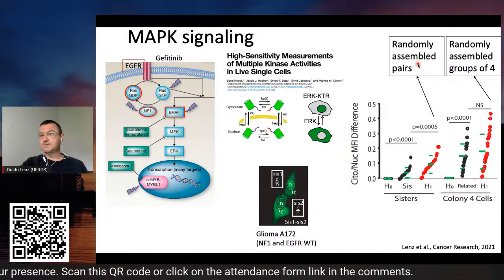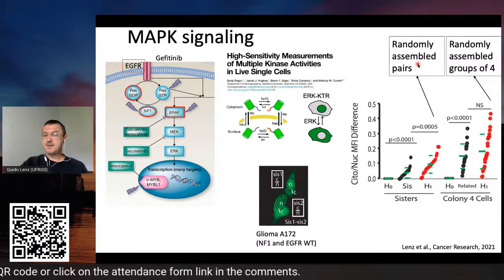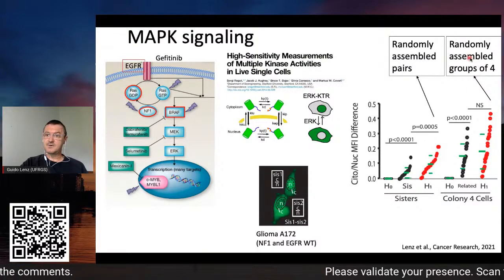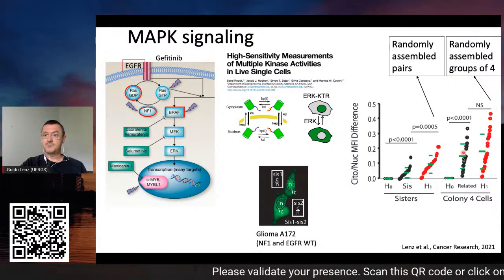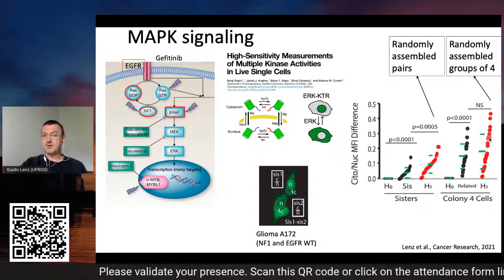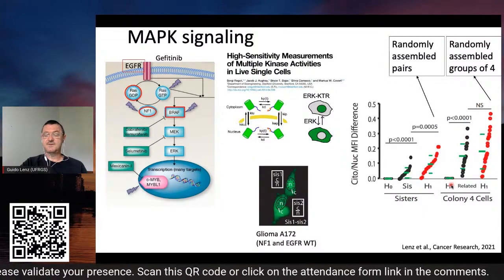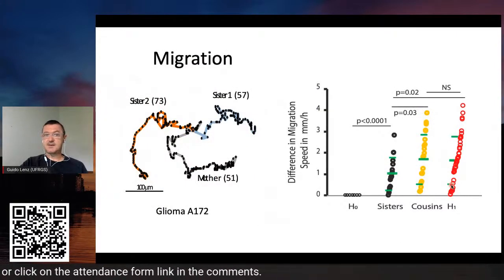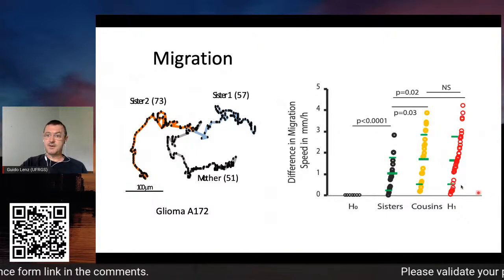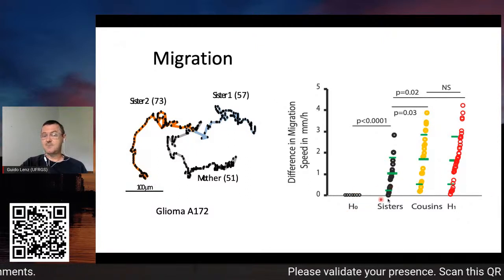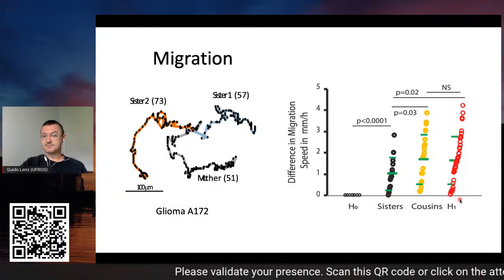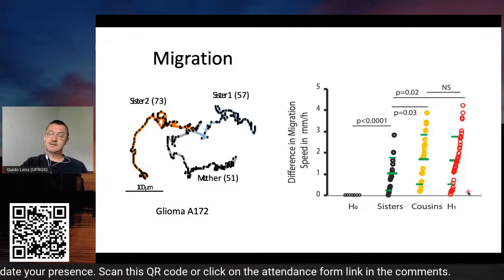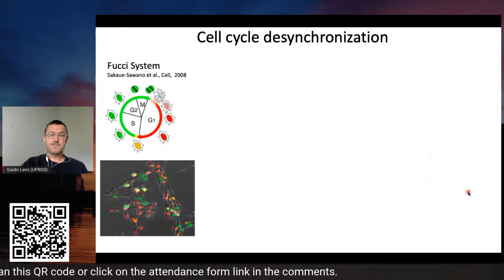But when we moved to groups of 4 cells, we didn't find any significant difference between the ERK activity of 4 cells randomly assembled from the population and 4 cells that are from the colony. Obviously, these 4 cells are different from our null hypothesis. A similar result was obtained also with migration, with sister cells being different, obviously, from the null hypothesis, and cousin cells no longer being different from cousin cells randomly assembled in the population.